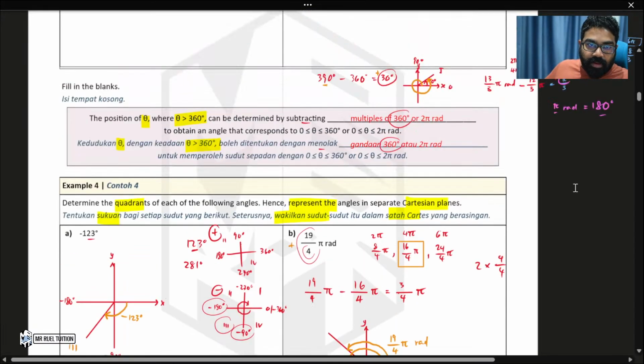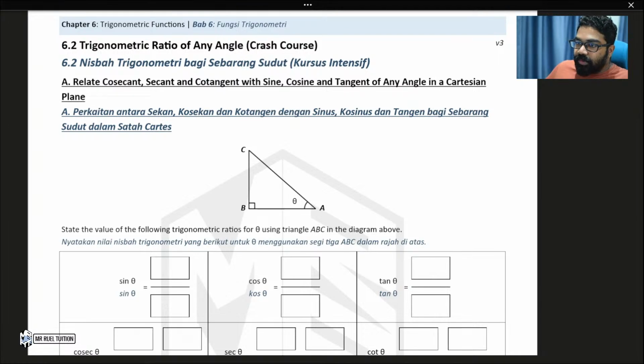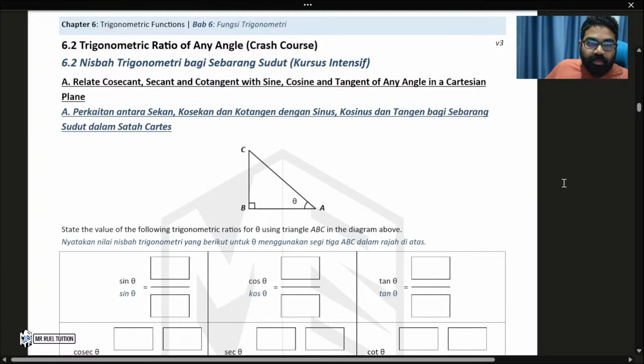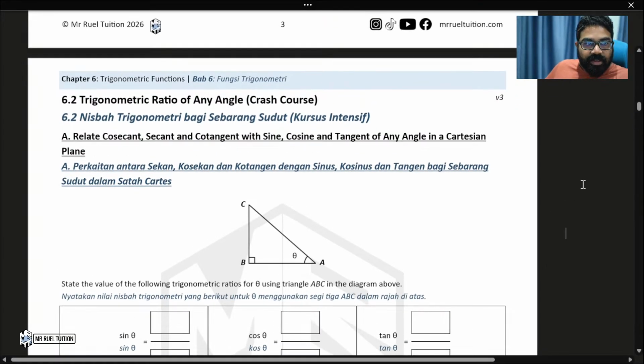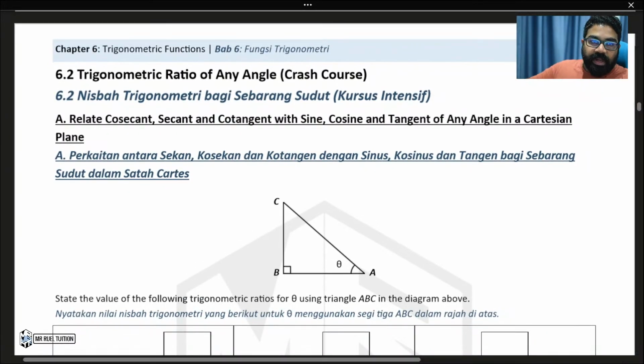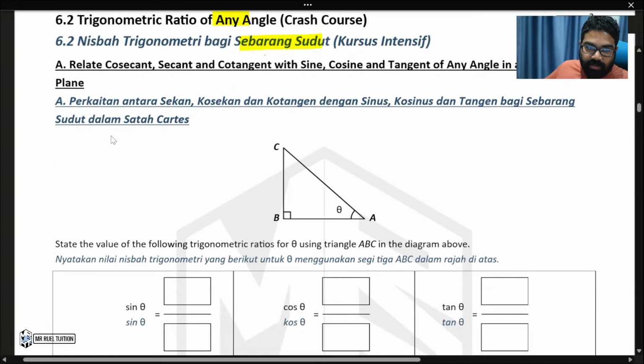Okay. Alright, come. Let's continue. So that's 6.1. Now, tengok 6.2 class. Let's look at 6.2. So, now we go to your Sokatoa. Okay, don't worry. Senang saja. Trigonometric ratio of any angle. Nisbah trigonometri bagi sebarang sudut. Any angle. Not just, bukan saja sudut dalam sukuan pertama. Not only the first quadrant. That means not until 90 only lah.